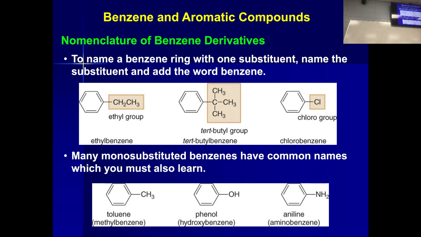There are a couple of ways in which we can name benzene derivatives, but benzene is always going to be the parent name for the most part. So for example, if I've got an ethyl group attached to benzene, we simply call that ethylbenzene. If I have a tert-butyl group added on a benzene ring, we call that tert-butylbenzene. If I have a chlorine attached to a benzene ring, we call that chlorobenzene.